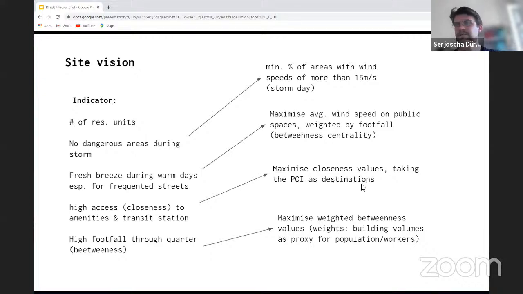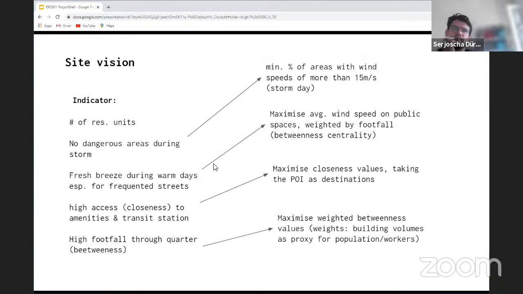You will see that that's kind of an option in the analysis component. And finally, we want to maximize weighted betweenness values. And here again, as mentioned, we take building volumes as a proxy for population and work as a weight to say, okay, areas with more building volumes just emit more people, right? So it's a bit more accurate. And that's it from the demo brief.